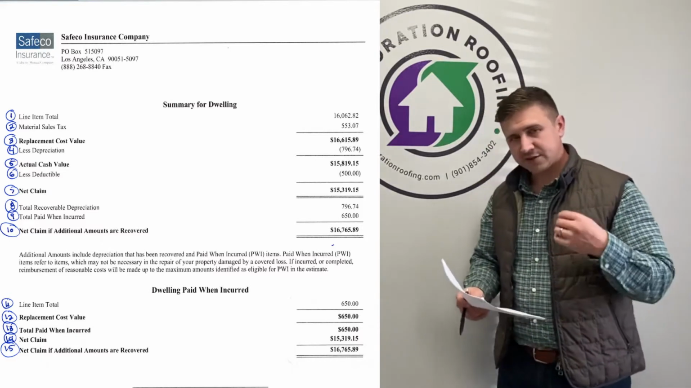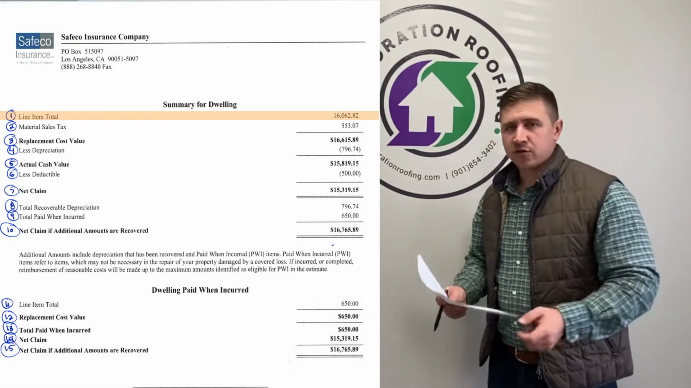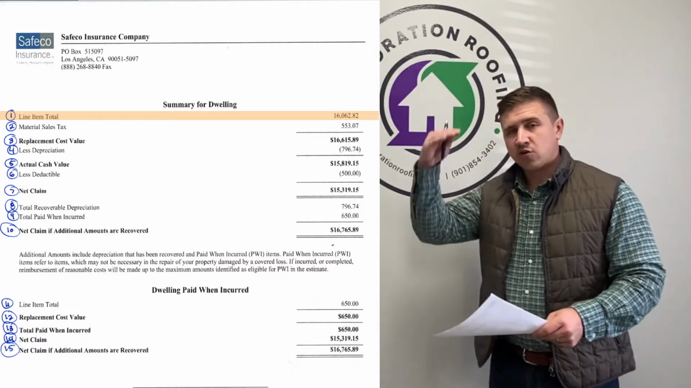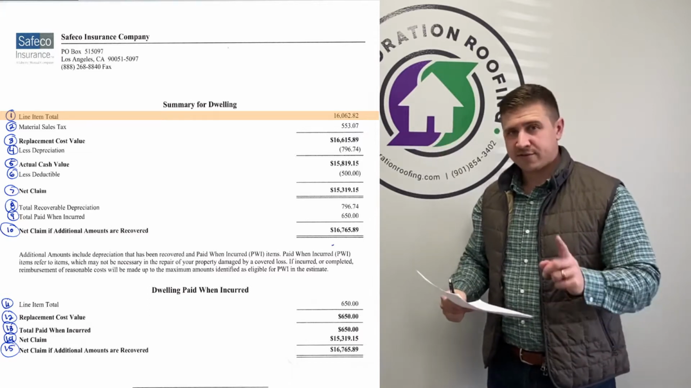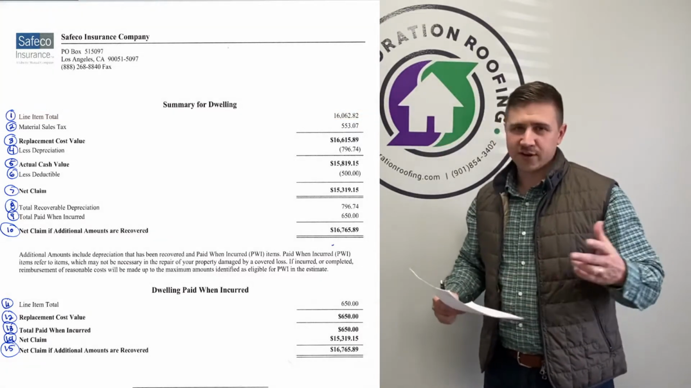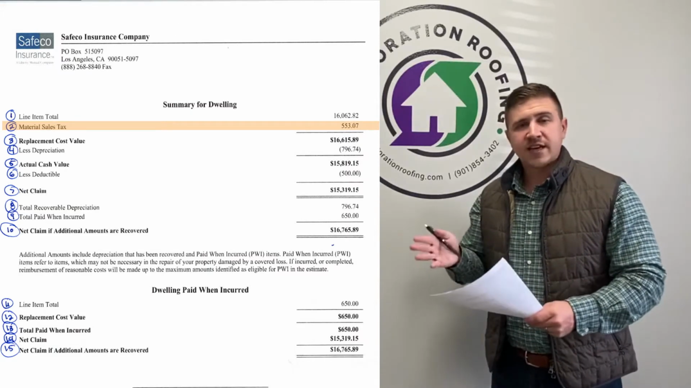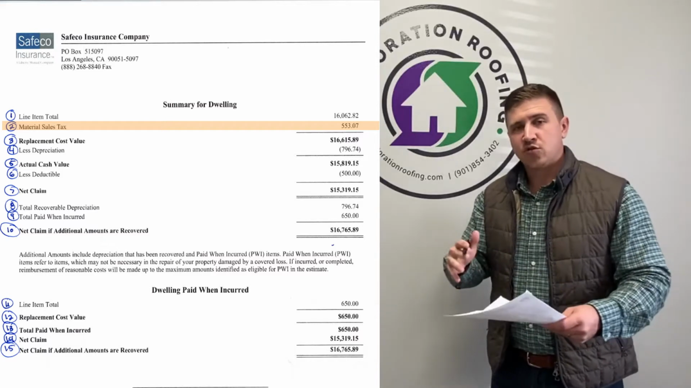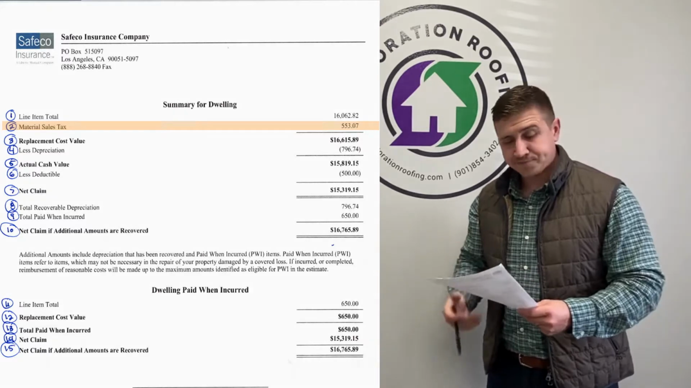So let's start with number one. This is your line item total. This is the materials and the labor. This is basically the total of all those line items in the previous pages added up before tax. One and two are very simple. Number two is the material sales tax. That's simply where they're taking the materials out and adding the sales tax in your municipality or state. That's where that comes into play.